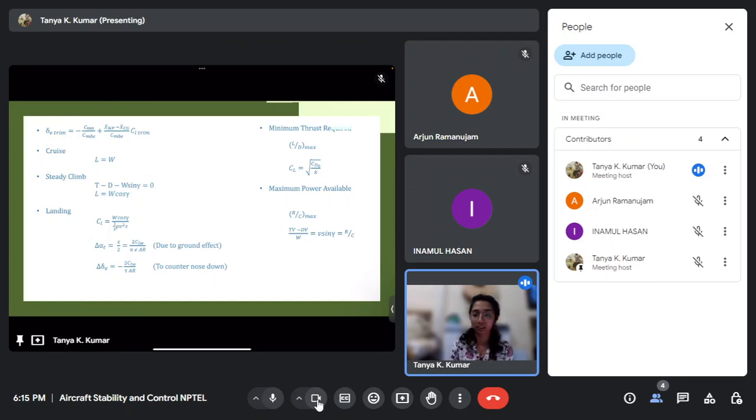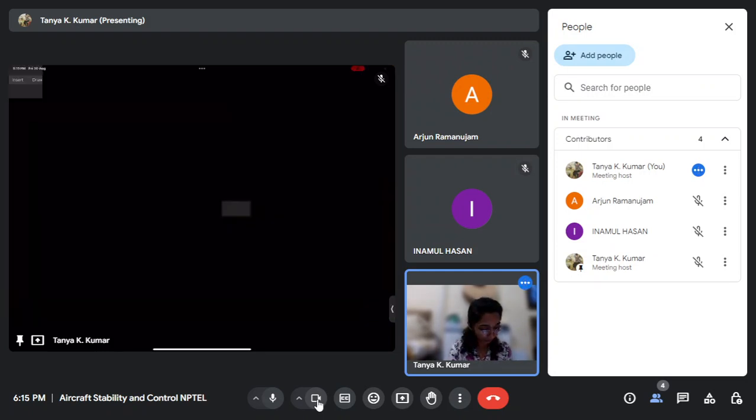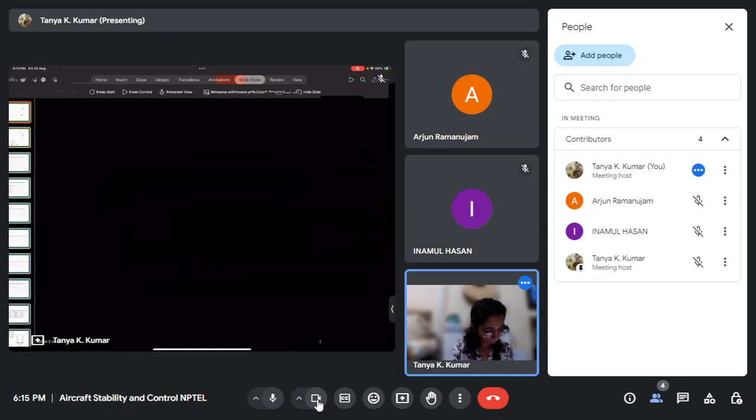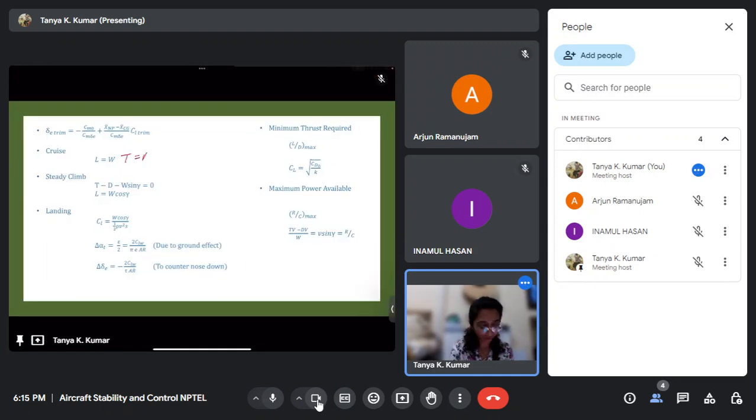Before that, just a recap of all the formulae and the concepts that we've studied in week 5. Delta E trim is the amount of elevator deflection required to trim the aircraft at a given CL trim. We have gone over this equation before, when we introduced controls. The equilibrium condition that we studied, this trim condition, was cruise. At cruise, we have lift equal to weight and thrust equal to drag.